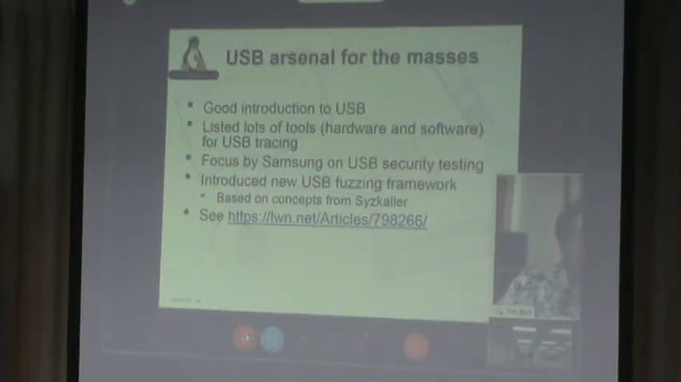And then the last talk I was able to get to was called USB Arsenal for the Masses. This was a very good introduction to USB. Basically, it talked about a lot of different tools for sniffing and tracing USB. There are tools that have been in the kernel for a long time, like usbmon. And they talked about fuzzing tools for doing testing and other hardware tools, something called USB proxy that you can insert between the two endpoints of the USB to actually do hardware tracing, and how you could integrate usbmon with Wireshark, which is a very common network packet tracing tool.